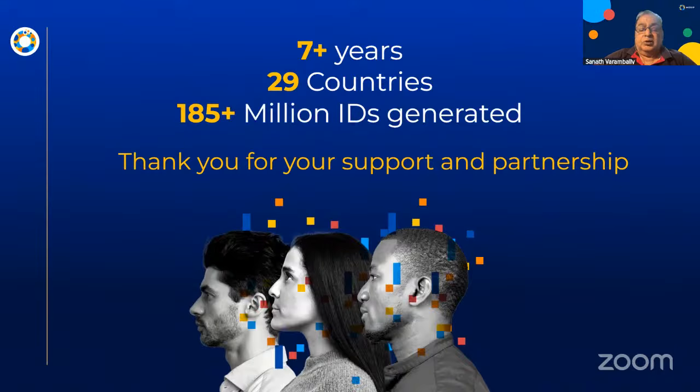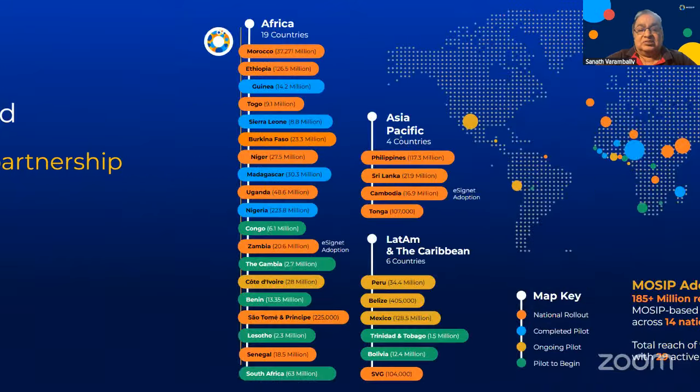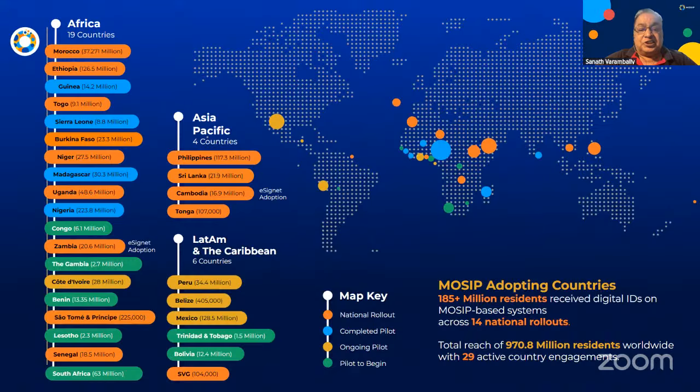MOSIP has been driving ID systems for the last 7 years. We have implemented in 29 countries with 185 plus million IDs already generated. Of course, this is from the partners and countries who are acting as our partners. They are the partners to us. All right, this is the distribution.